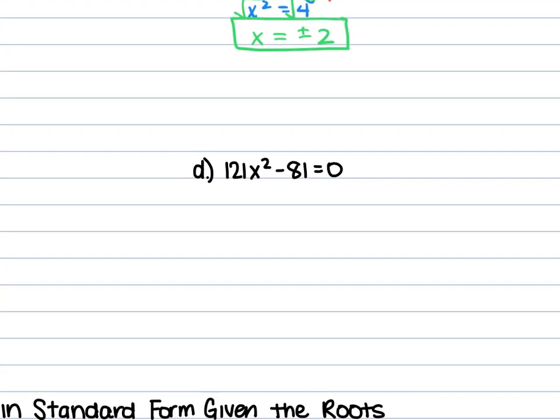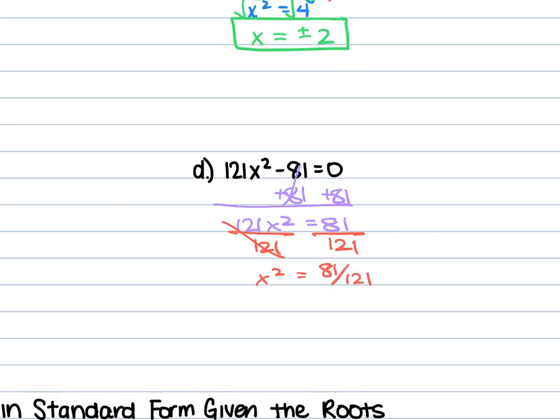And then with D, we have 121x squared minus 81 is equal to 0, so we're going to add the 81 to both sides. We have 121x squared is equal to 81. Then we divide each side by the 121. So x squared is equal to 81 over 121. We take the square root of both sides. Remember, when you're taking the square root of a fraction, it's both the numerator and the denominator that you're taking the square root from. So we're going to have x is equal to plus or minus 9 over 11.